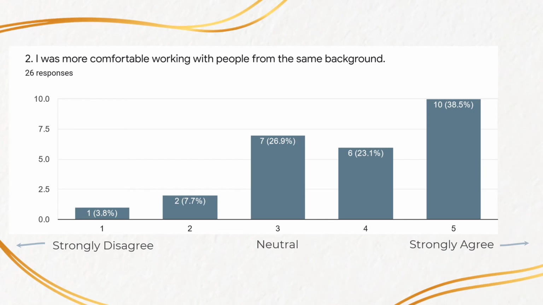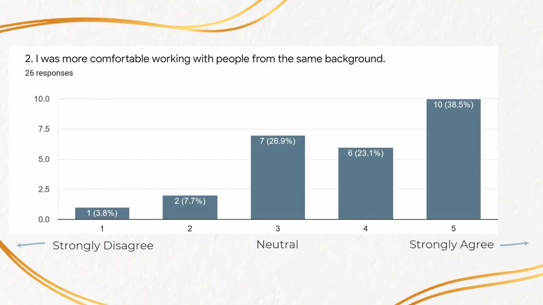For question number 2, we asked if they were more comfortable working with people from the same background. We can see that 6 responses agreed and 10 strongly agree they are comfortable working with people from the same background. Maybe because since they came from the same background, they can interact easily. However, we can see 2 responses in disagree and 1 in strongly disagree.